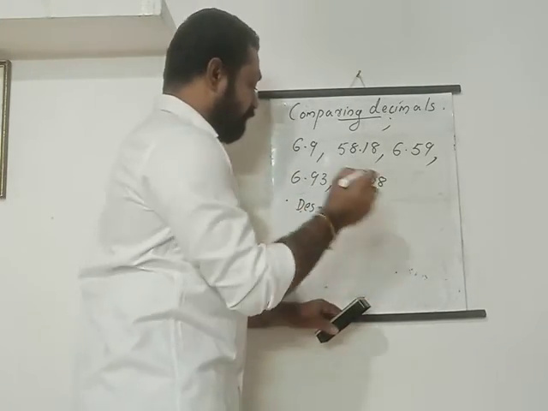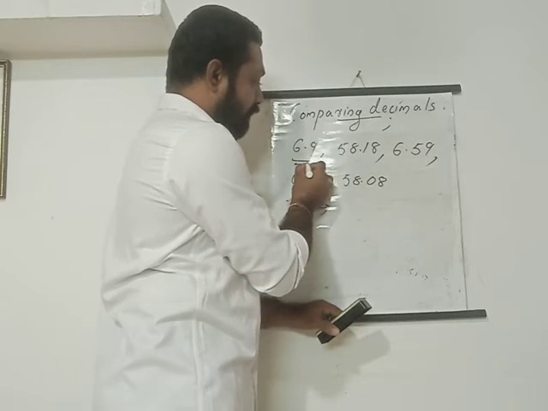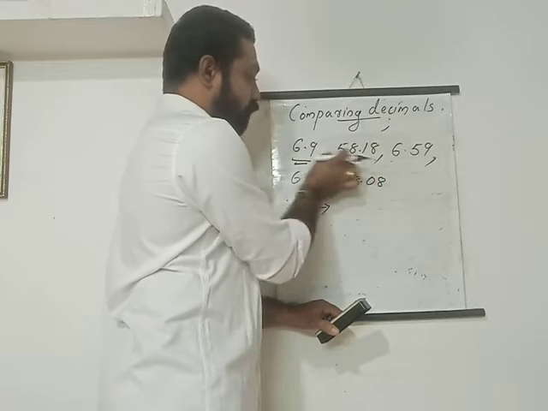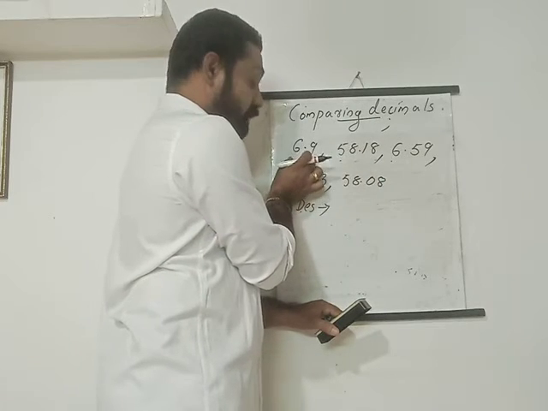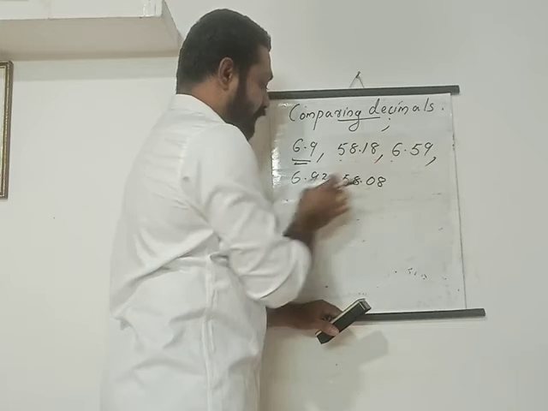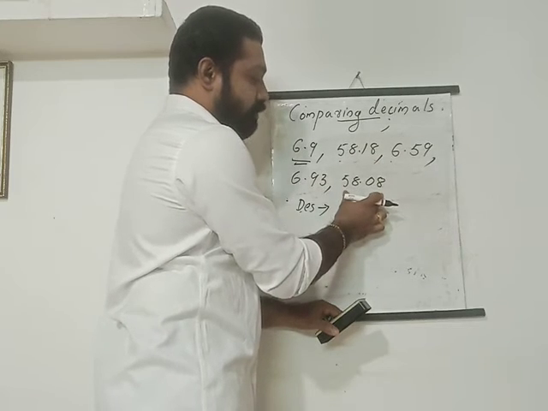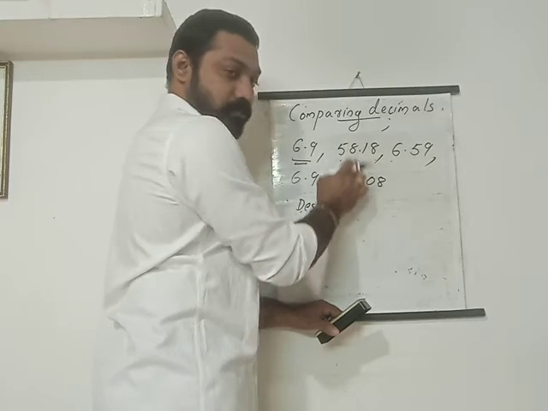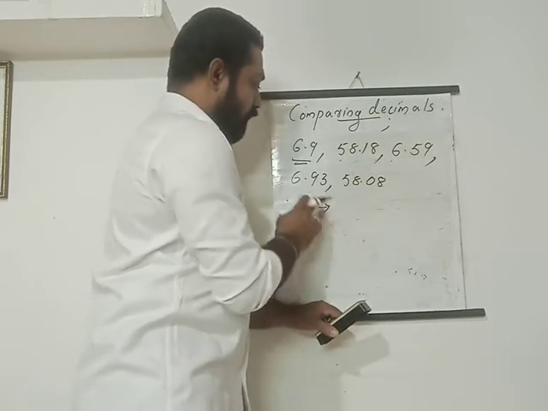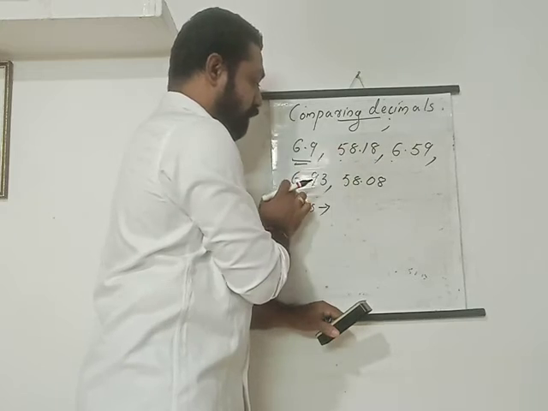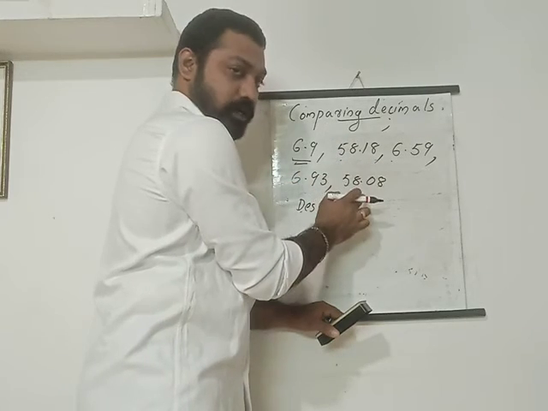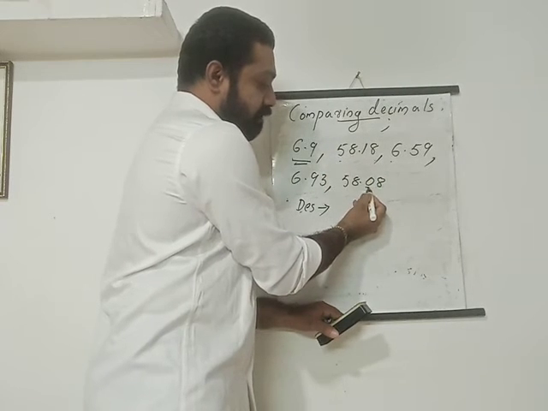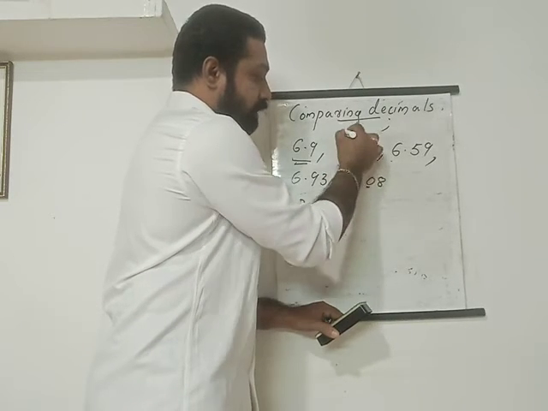Here the first number is 6.9. Then 58.18. So this is 58, a 2-digit whole number part. Here this is 6.9, this is 6.59, 6.93, and this is 58.08. So first we have to compare these two numbers. The other numbers have only 1 digit in the whole number part, these have 2 digits. Here this 58, here also 58. Go to the next place. Here 0, here 1. So this will be the first, 58.18.